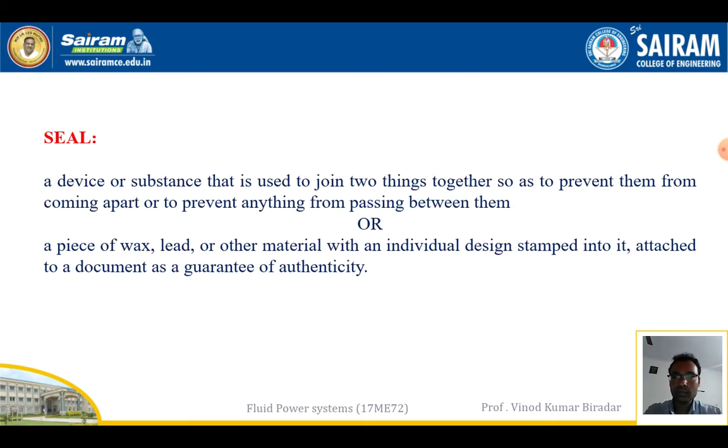In some other definition, we can say that a seal is a device or substance that is used to join two things together so that they do not come apart, or to prevent anything from passing between them, whether it is a liquid or anything else. That is the main function of a seal element or seal device. Or it is a piece of wax, lead or other material with an individual design stamped into it, attached to a document as a guarantee of authentication. Authentication is very important.